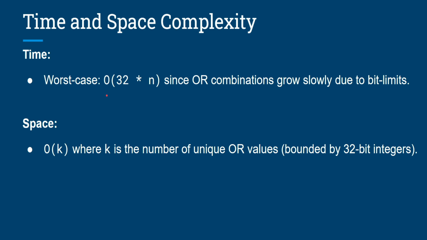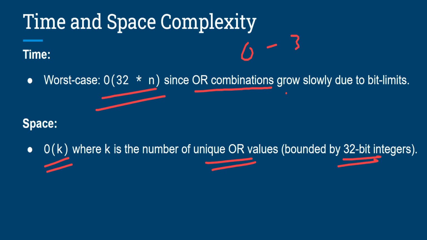So what is the time complexity? It will give 32 into n, right? Because we'll do the OR combination, and it will keep increasing slowly due to the bit limits. Okay, and O of k will give you the unique OR values, and it is bounded to 32 bits, right? 0 to 31 bit, so you can say 32 bit. In the worst case you can also say it will give O of k, because k is the number of unique OR values we will get, right?